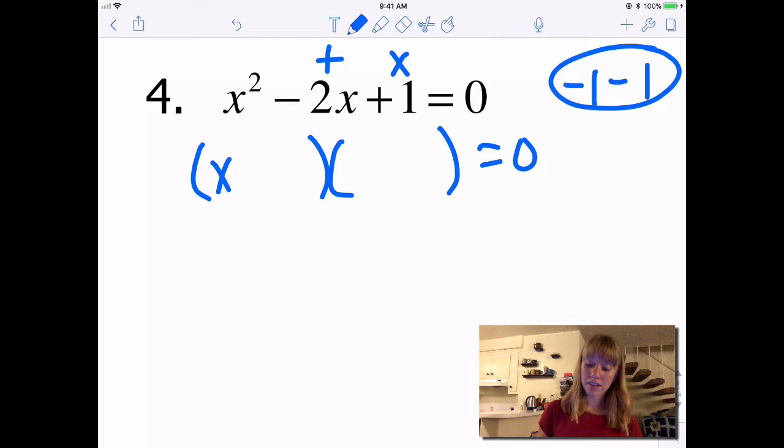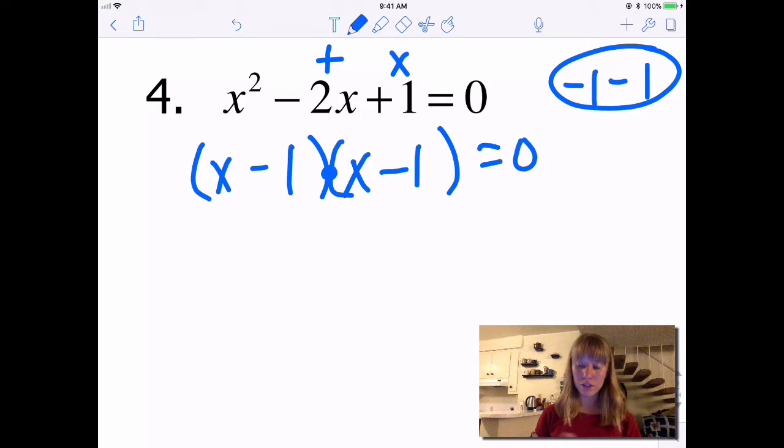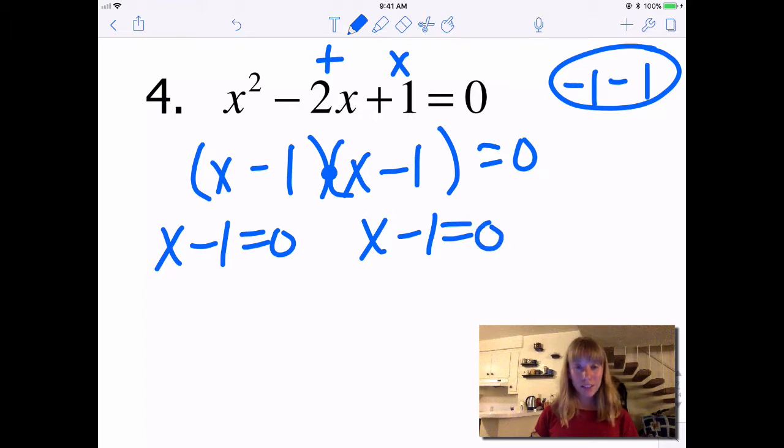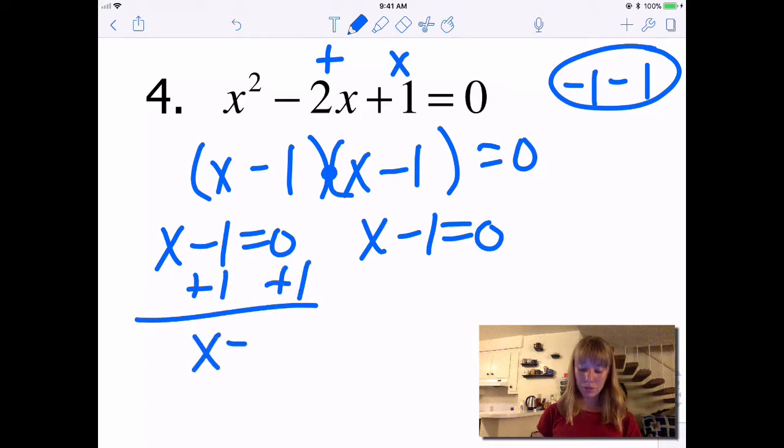So I need an x and an x to get x squared, negative 1 and negative 1 to get a positive 1 for multiplying, and a negative 2. Each of these has to equal 0 if I do multiplication. So x minus 1 equals 0, and again x minus 1 equals 0. You will notice in this problem that our answer is going to be the same. If I add 1 to both sides, I'll get x equals 1.